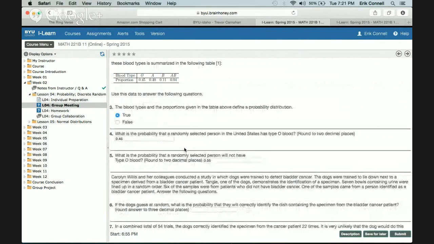What is the probability of a randomly selected person in the United States has type O blood? So isn't that just 0.45? Yeah. So then the probability that someone will not have type O blood is 1 minus 0.45. So 0.55.